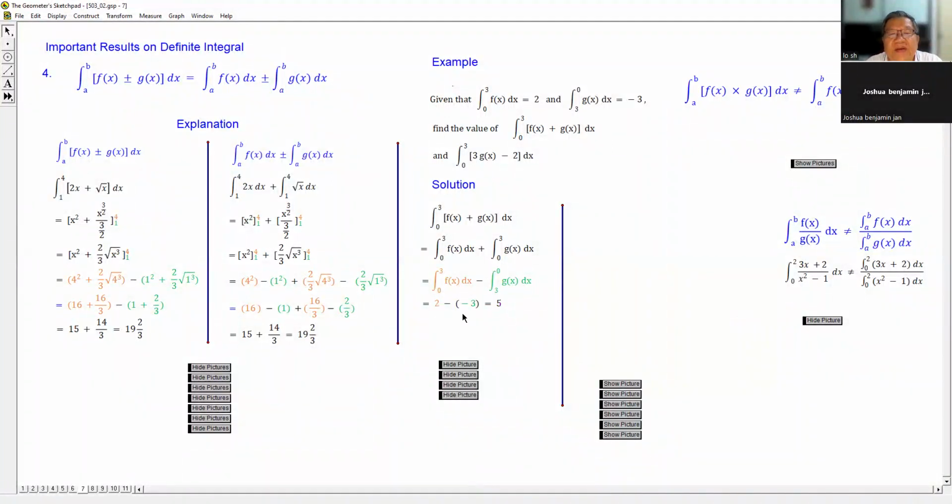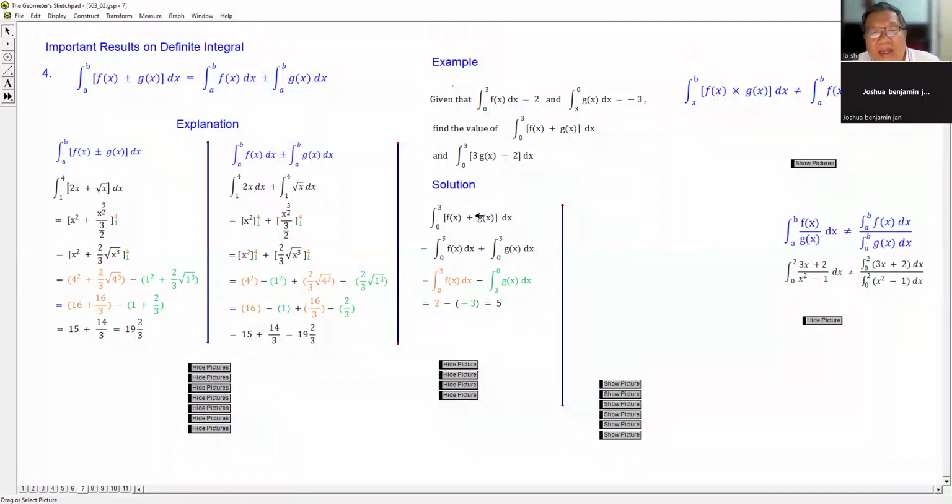The next step says, this orange color is 2. This green color is negative 3. So negative of negative 3 is positive 5. So you are correct. So you know how to apply the results that are given, right? How to apply the result. But before I continue with this second part here, I want to clarify something with you.